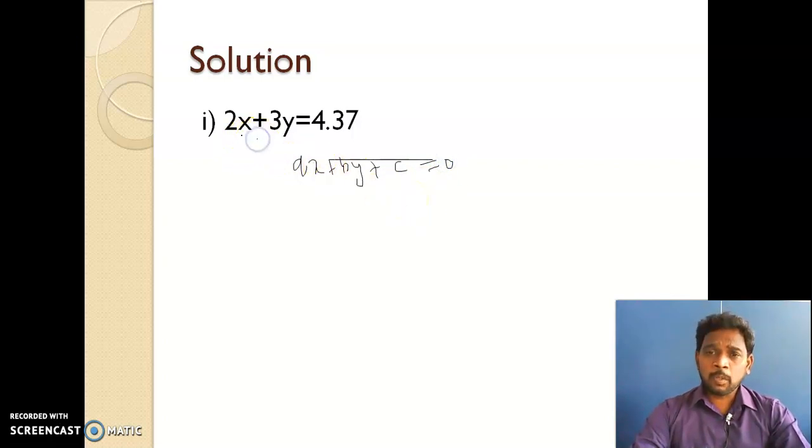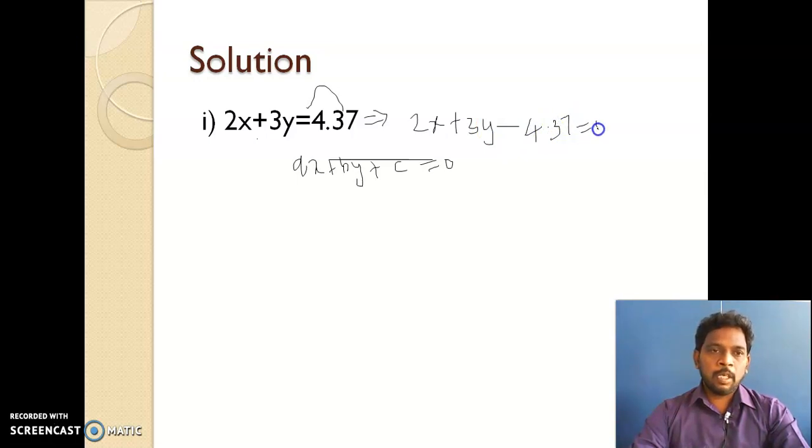So when we compare these two, in 2x plus 3y there is a constant on the right hand side, but in the general form the right hand side is 0. So if any constant term is there, you can bring it to the left hand side, right? So 2x plus 3y, this will become minus 4.37 equal to 0. Now it is in the general form of a linear equation in two variables.